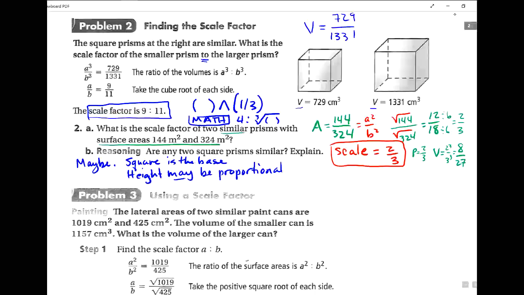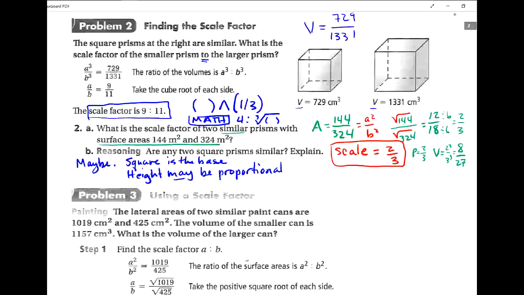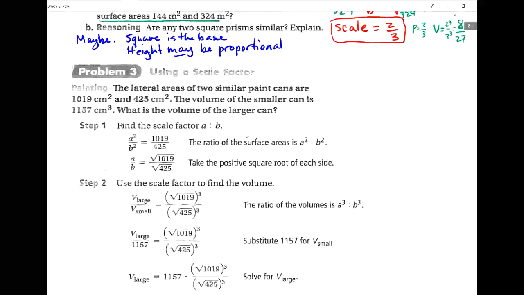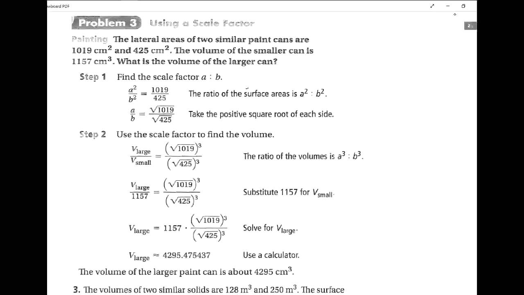All right, part B is, are any two square prisms similar? Now you really want to say yes on this one because you see the word square, but on a square prism, square only refers to the base. So this is a maybe. It's a sometimes. If your heights are proportional to the proportional of your squares, the sides of your bases, then yes, they would be similar. But your heights may not be proportional. So that is a maybe. All right, let's look at our next example. Using scale factors.